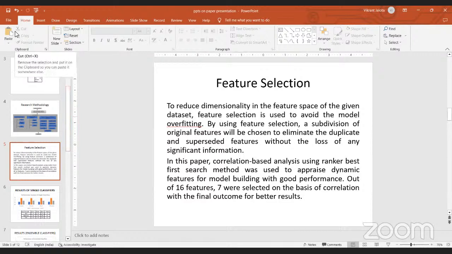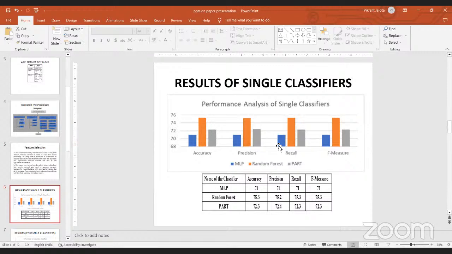I can show you my results, sir. Just wait a minute, sir. This is my results of single classifiers. How did you compute this? Using Python, sir. Okay. So how was accuracy computed? 71. 71 percent? Yes, sir. I have not mentioned percent.